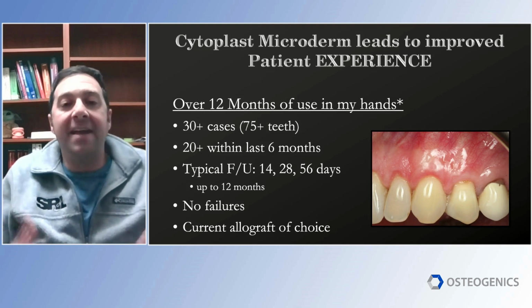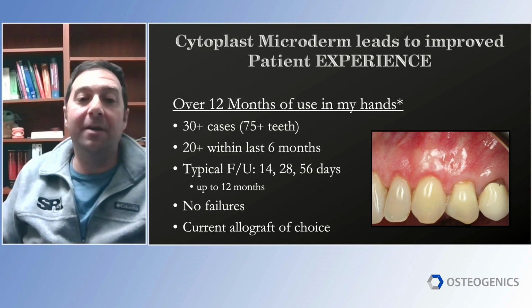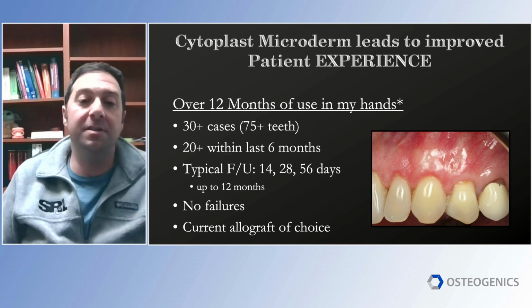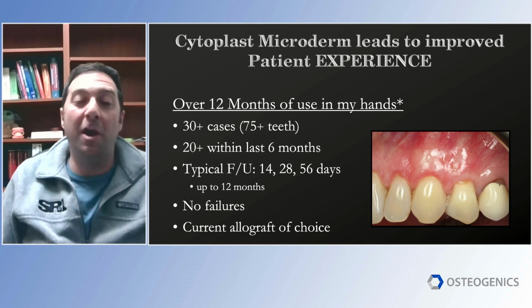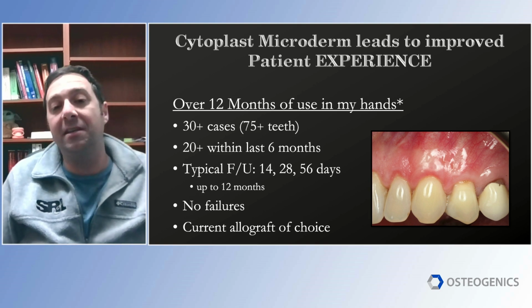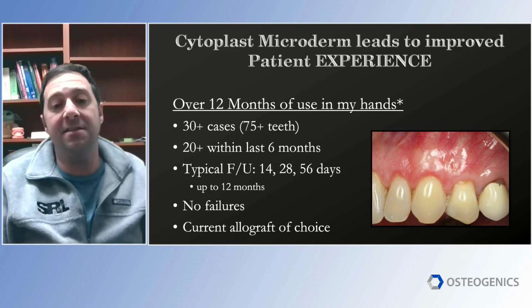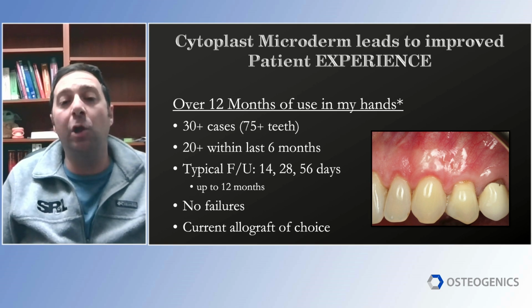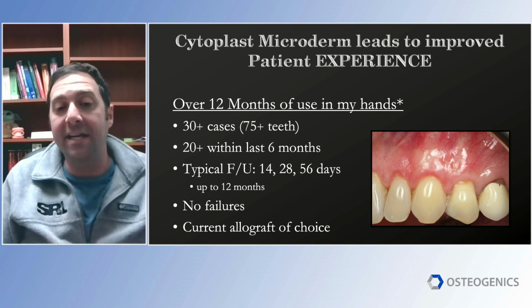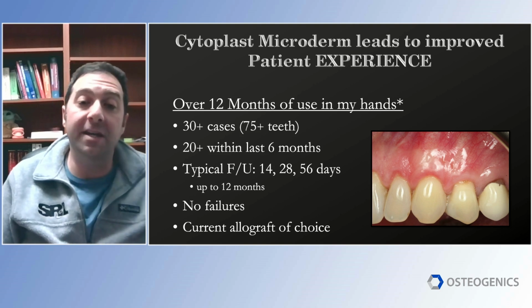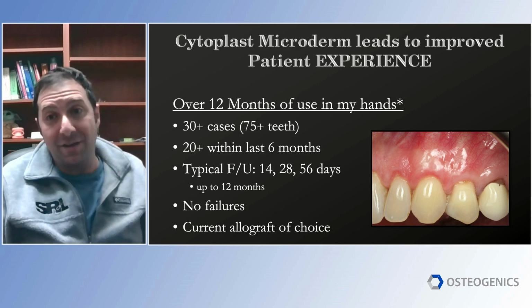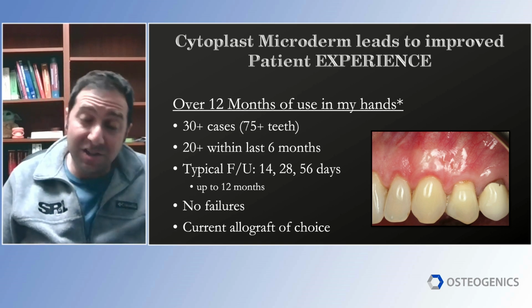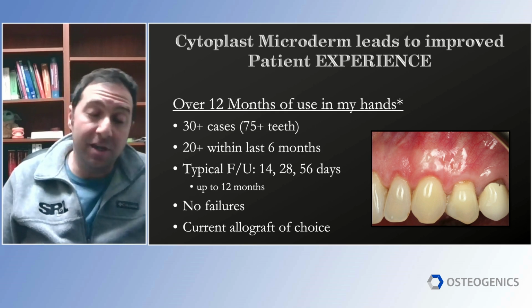So in my hands over the last 12 months, I've done over 30 cases, a lot of teeth. I typically do full quadrants. When I first had Microderm, I wanted to see results before I used it more. So really within the last 6 months, that's where I've been ramping up my cases. My typical follow-up, I see patients at 14 days, 28 days. So I see them at 2 weeks, 4 weeks, 8 weeks, and then up to 12 months. So far, I have not seen a failure. I have not seen any necrotic tissue. I have not seen infection.